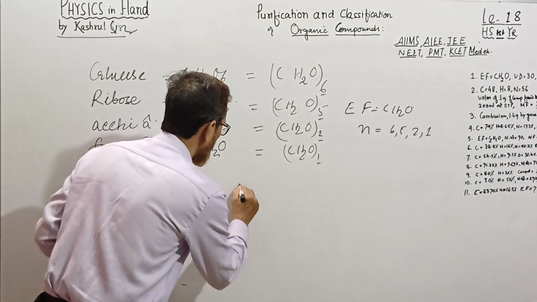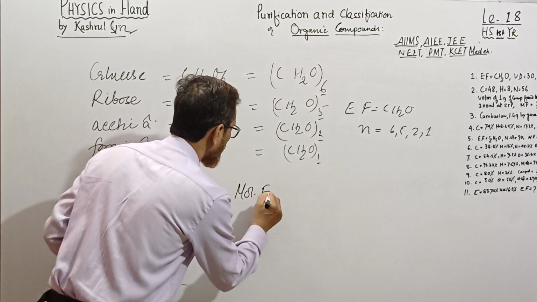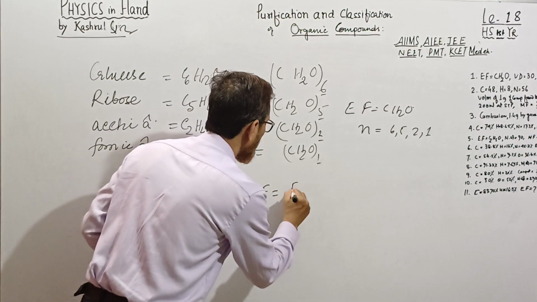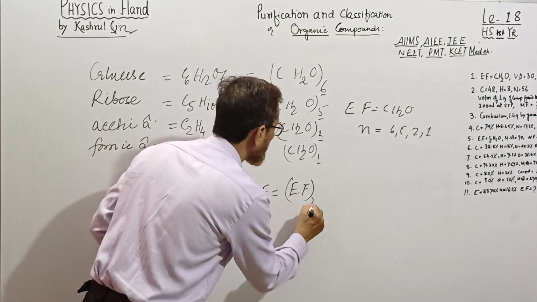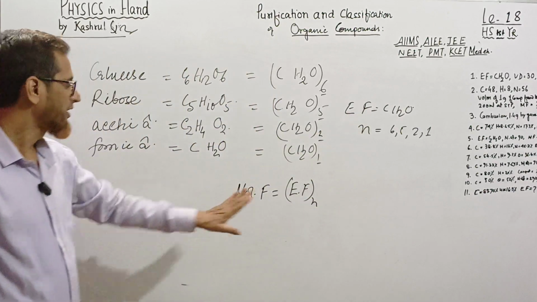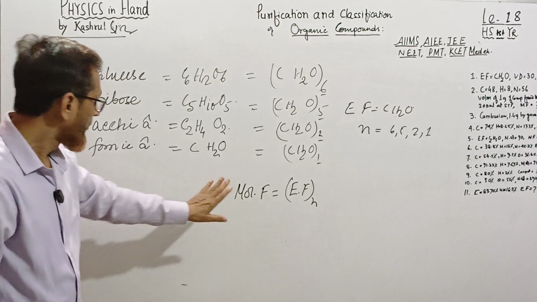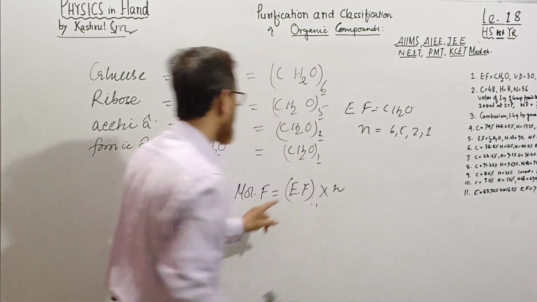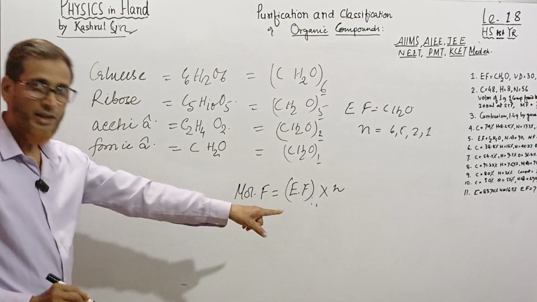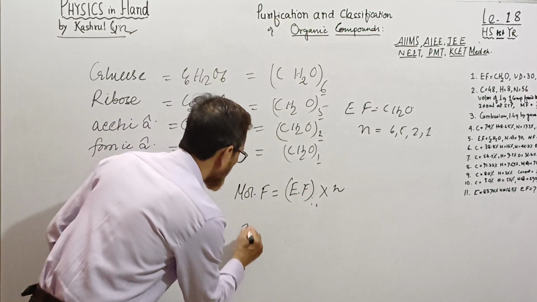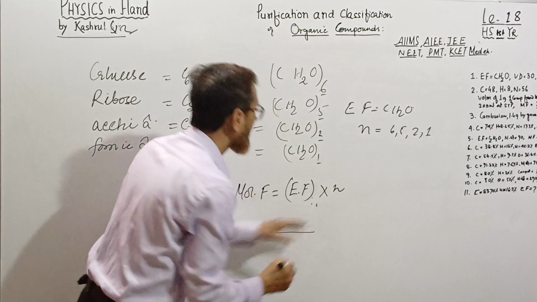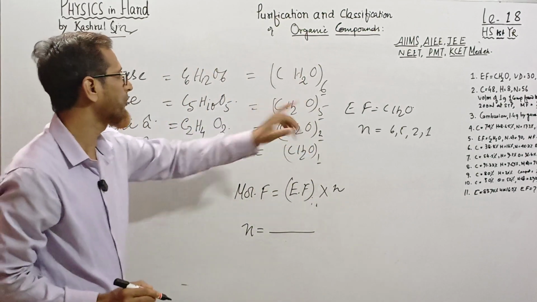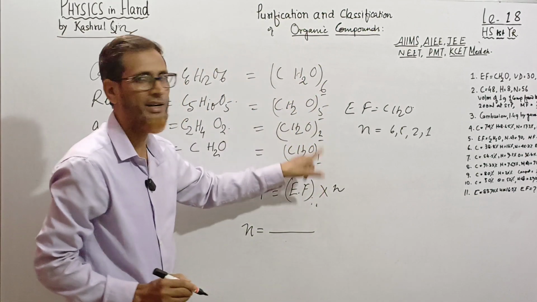This means molecular formula is equal to empirical formula into n. This is the simple thing. Molecular formula is empirical formula into n, or in other words, you can write n is equal to something. Here you have calculated n as 6, 5, 2 and 1.